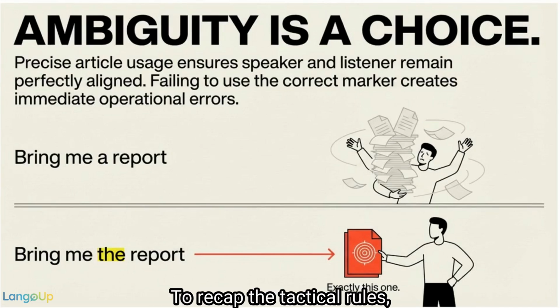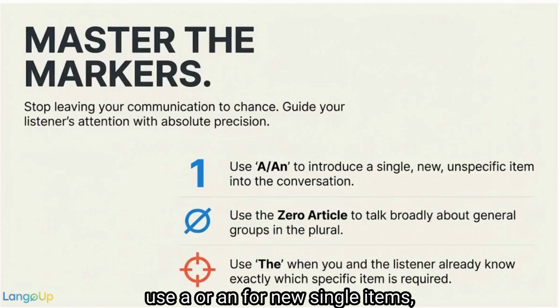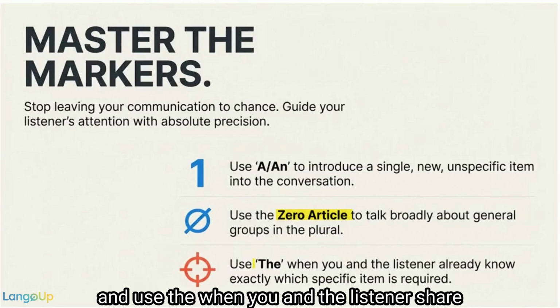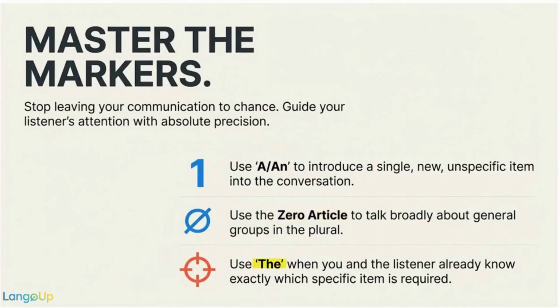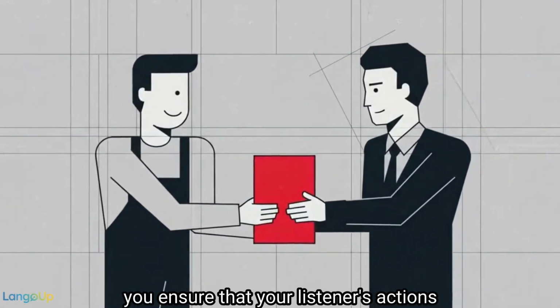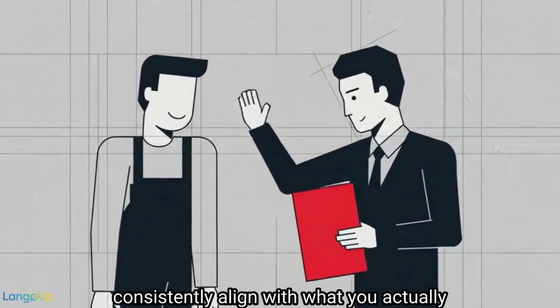To recap the tactical rules, use a or an for new single items, use the zero article for broad plural groups, and use the when you and the listener share specific knowledge of the item. By using these small markers with more intent, you ensure that your listener's actions consistently align with what you actually mean to say.